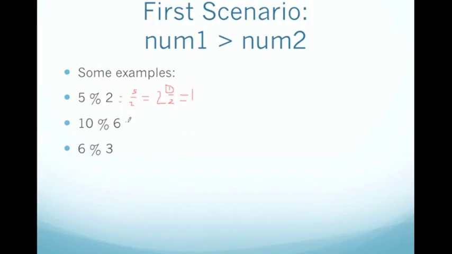Now for the next one, 10 modulo 6. So I have 10 over 6, and this is equal to 1 and 4/6, converting it into a mixed number. And my answer is just this 4, right? And lastly, this last one's a little bit different because the 3 goes directly into 6, but I can do 6 over 3, which is equal to 2, but really it's 2 and 0/3. So 0 is my answer. 6 modulo 3 is 0.